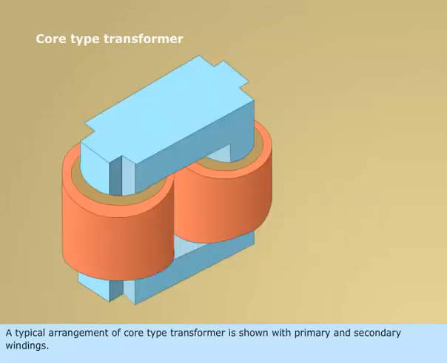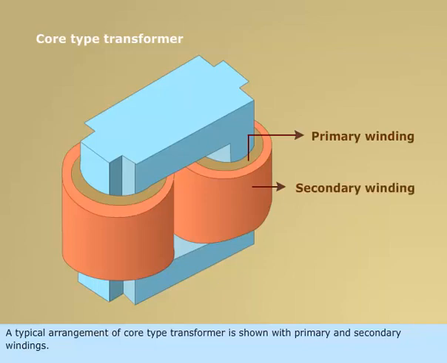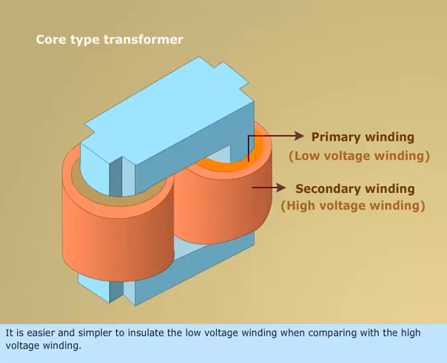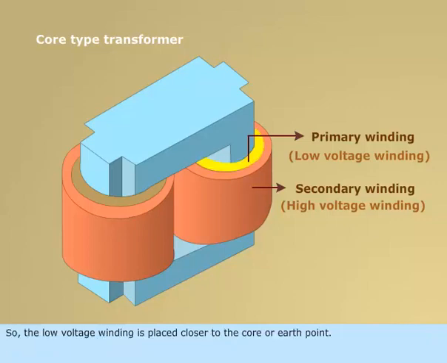A typical arrangement of core-type transformer is shown with primary and secondary windings. Consider the primary winding as low voltage LV winding and secondary winding as high voltage HV winding. It is easier and simpler to insulate the low voltage winding when comparing with the high voltage winding. So, the low voltage winding is placed closer to the core or earth point.